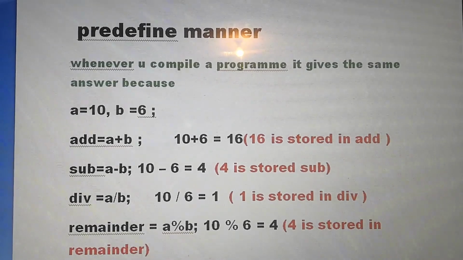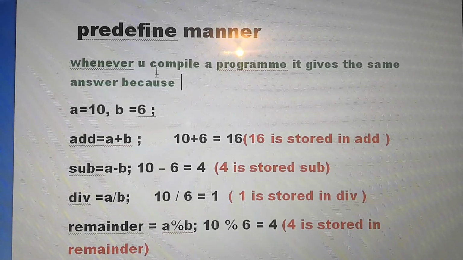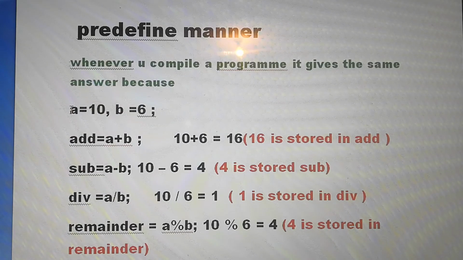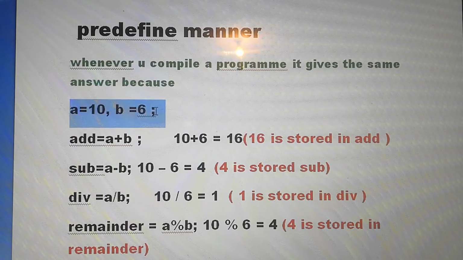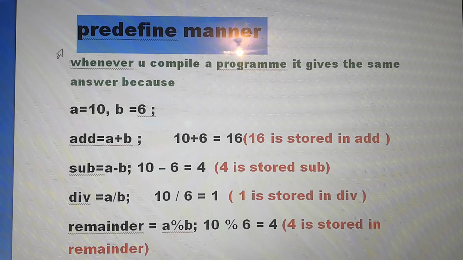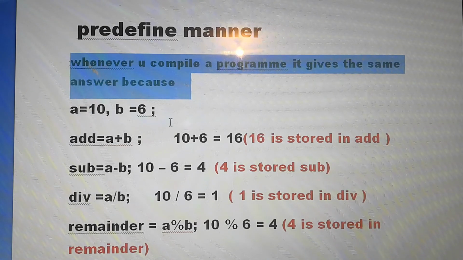This is the program in Java in a predefined manner. See, these values we have taken in advance, that is, in a predefined manner. So whenever we compile a program, it gives the same answer again and again because the value is in a predefined manner.